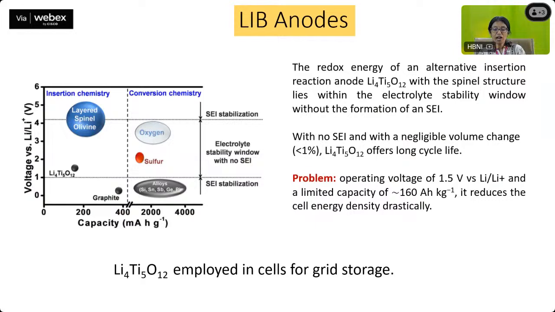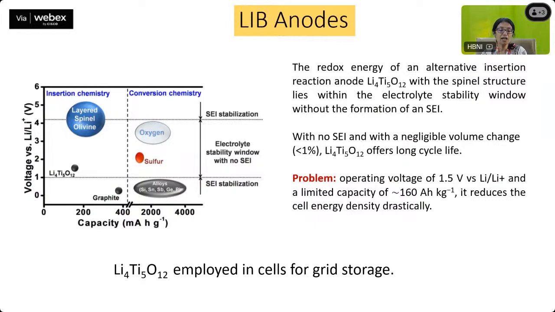But there is a problem. Why? Because the operating voltage, if you see, is now almost 1.5 volt versus lithium. So the capacity is very limited. What you got in graphite was actually 372 ampere hour per kilogram. Compared to it, in the case of this Li4Ti5O12, you get a limited capacity of 160 ampere hour per kg. And so it reduces the cell energy density drastically.